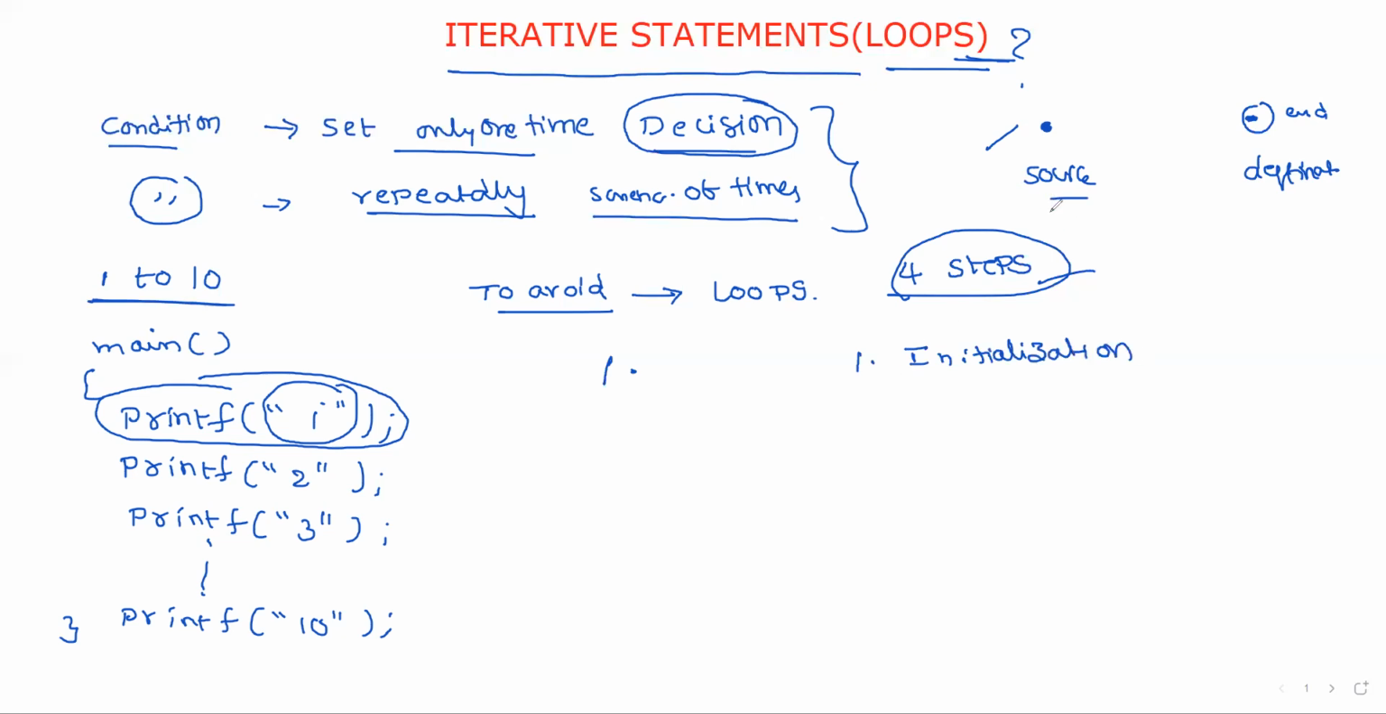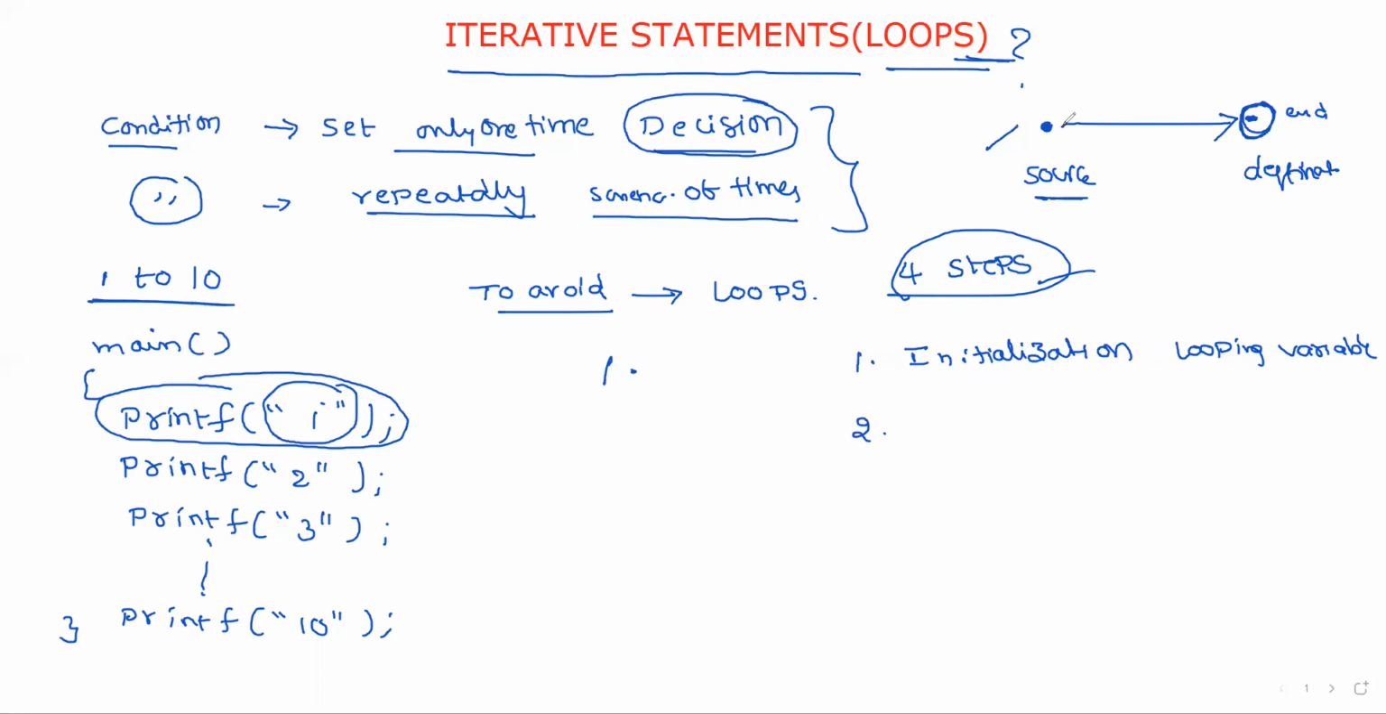Each and every loop must and should contain these 4 points. The first point is initialization of a looping variable. Looping variable in the sense the variable that is used inside the loop. Those are called looping variables. So the first thing is we have to initialize the variable. Now, what is the other thing? After initialization, here we are moving from this position to this position.